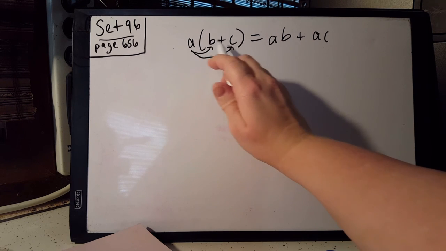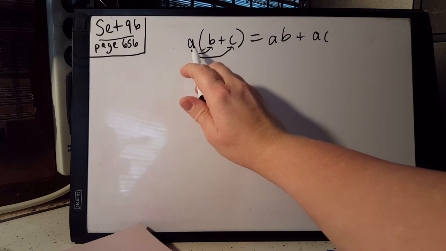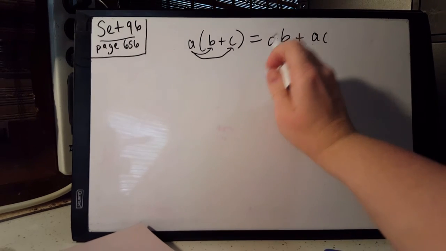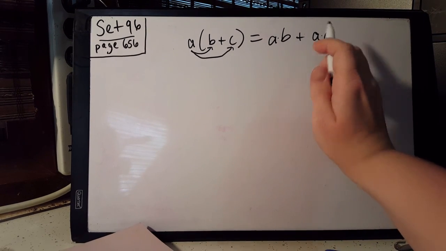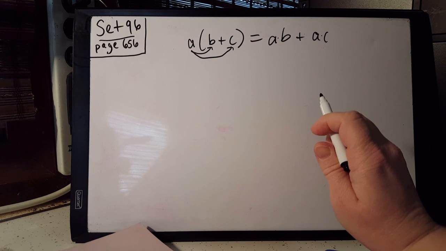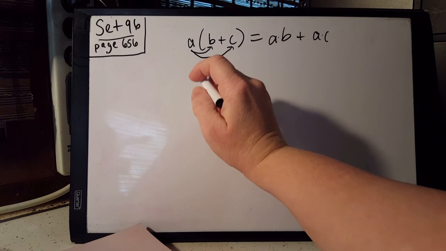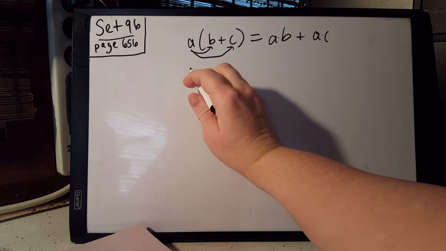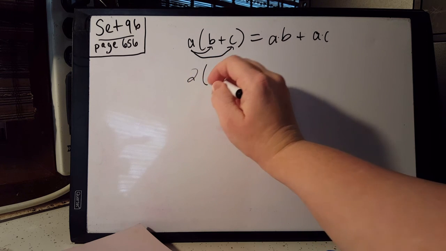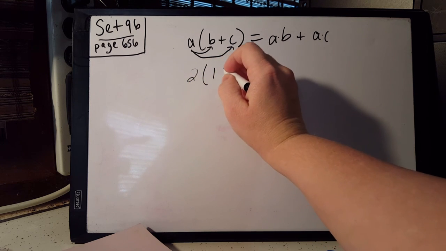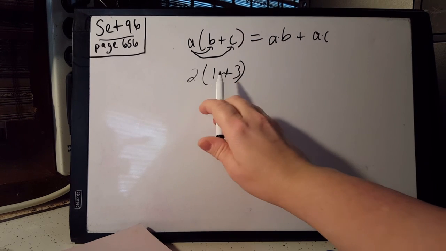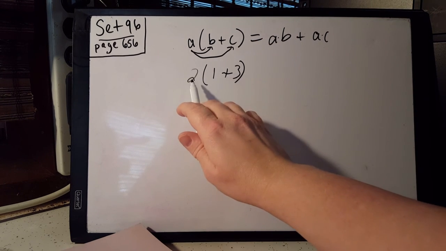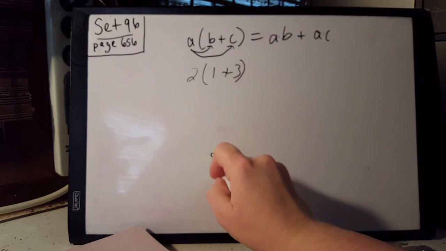So A times B plus C can also mean A times B plus A times C. So what does that look like in practical math? Let's say A was 2, B was 1, and C was 3. If we work that out, of course you can say 1 plus 3 is 4, 4 times 2 is 8. We think that's our answer for that.